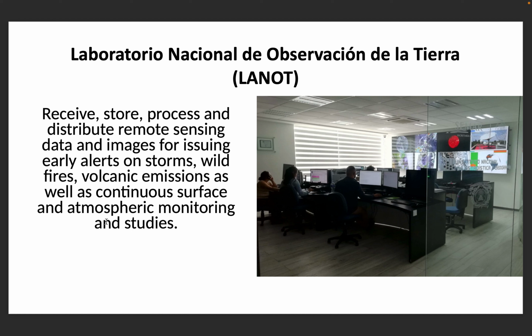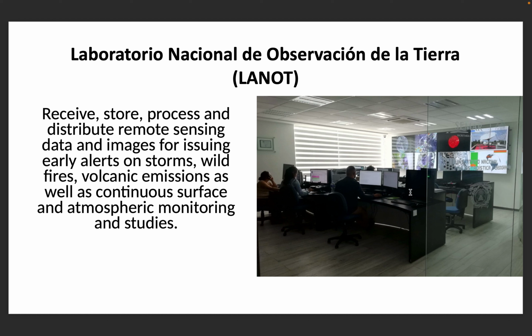This is the working area in our laboratory, and we also have a small data center with a storage system, currently 1 petabyte. We have several processing servers and distribution servers. We distribute data by FTPS and web.